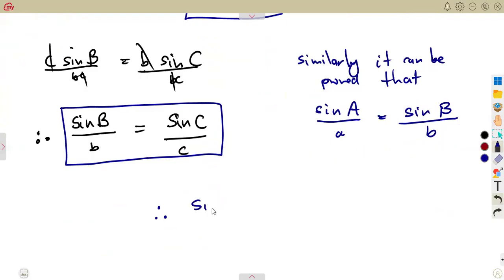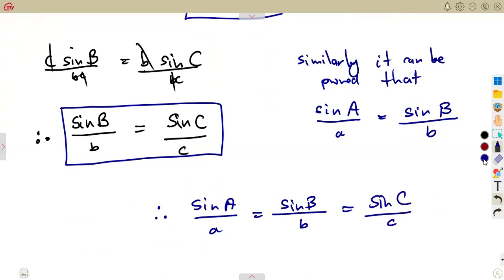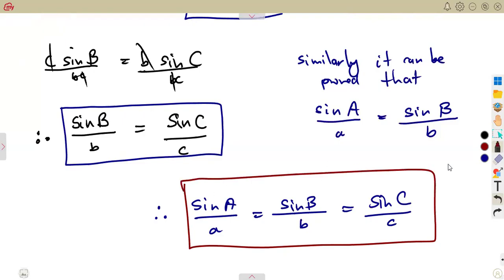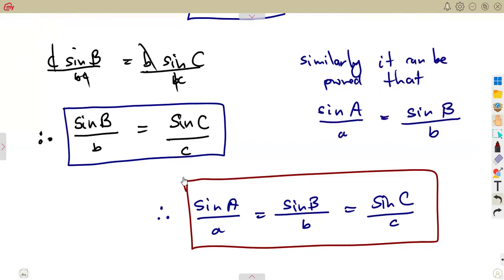So therefore, we can conclude that the sine of A over A is equal to the sine of B over B, which is equal to the sine of C over C. That is the final rule, the formula that we can use, which is the same thing as having A over sine of A is equal to B over sine of B is equal to C over sine of C. Like I said before, it is just one and the same thing.